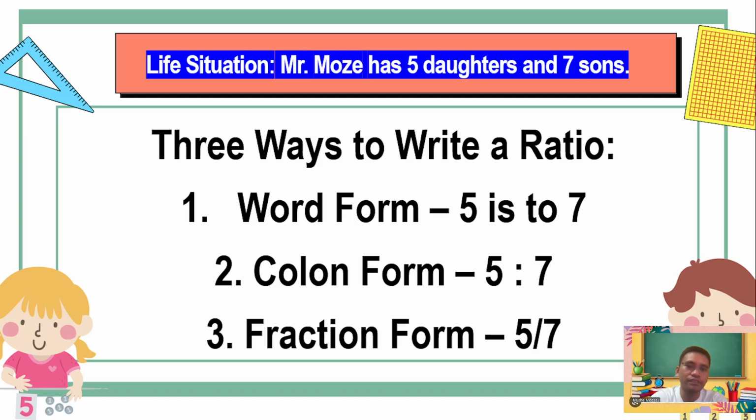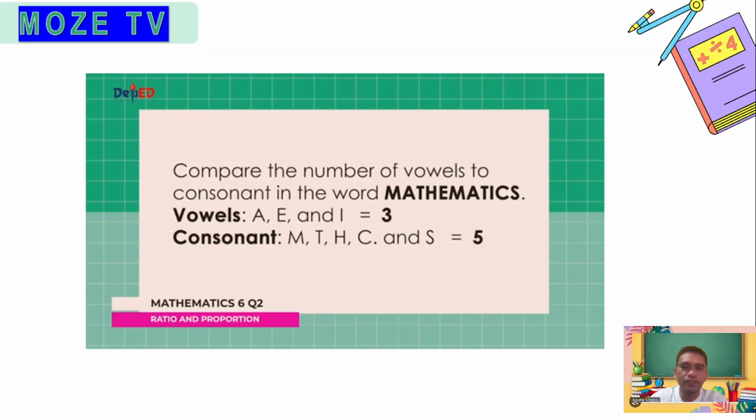How many daughters, since it is a quantity? So 5 is to 7. How many sons? 7. Compare the sons to the daughters. So the 7 comes first. So the sons to daughters, that would be 7 is to 5. Okay? So let's try this.